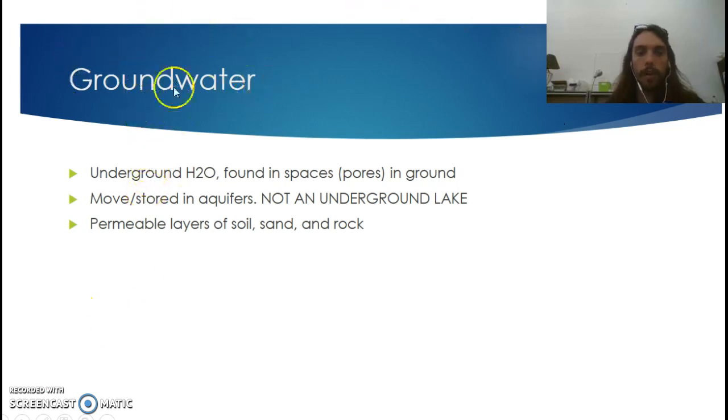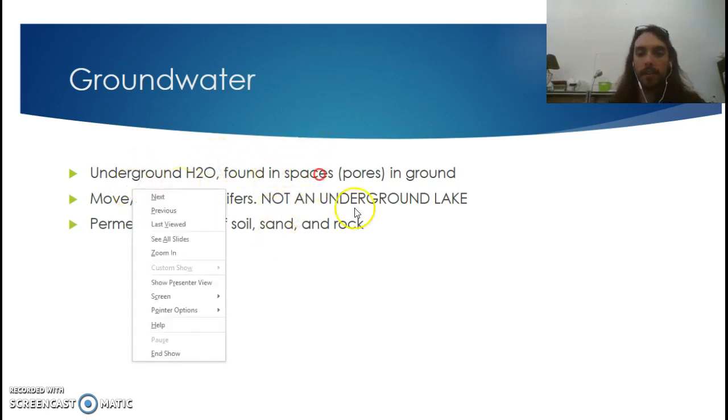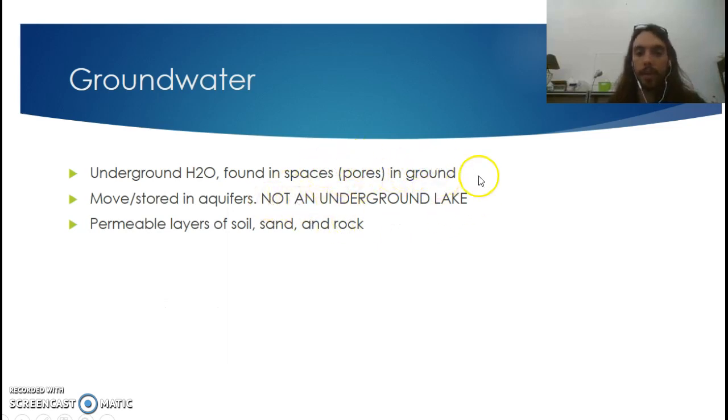So, what is groundwater? As we know from the last subunit, groundwater is underground water found in spaces or pores in the ground. So they move and are stored in things called aquifers. We call them aquifers if we have a lot of water underground. And this is not an underground lake. This is going to be a quiz question. It is not an underground lake. You can't just go swimming in groundwater. It's little teeny pores between spaces in soil. So it's not like they're connecting or anything. It's just basically saturated soil. So like really, really wet dirt, basically.